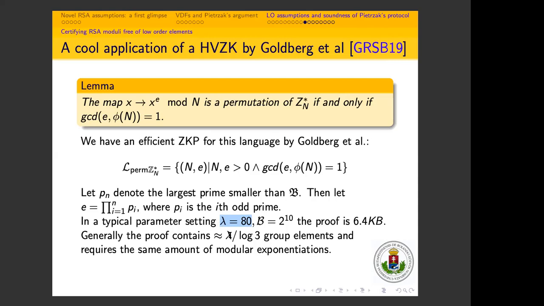So generally the proof contains lambda divided by log 3 group elements and requires the same number of modular exponentiations, which for an 80-bit soundness error is about 50 modular exponentiations. And 50 modular exponentiations you can do easily in a distributed RSA generation setting. So the observation is that when we generate such an RSA modulus, even if we don't know the constituent prime factors, we can certify that this RSA modulus doesn't have any low order element.